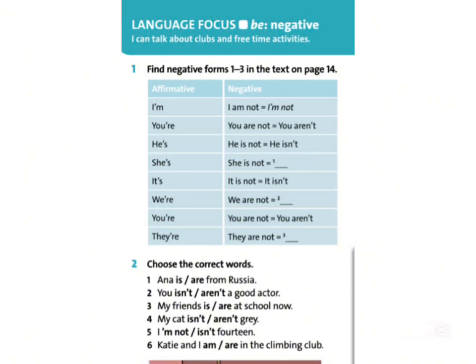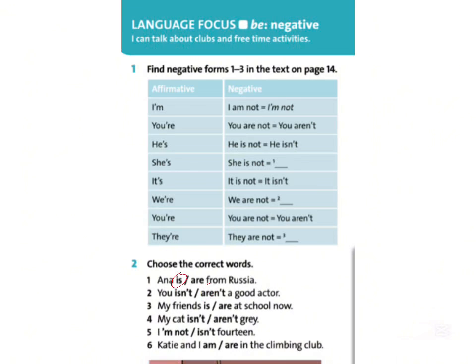Exercise number 2. Choose the correct words. Екінші жаттығуда біз дұрыс нұсқаны таңдауымыз керек болады. The first. Anna is or are. Yes, Anna is from Russia. Anna Россиядан. 2. You isn't or aren't. Yes, you aren't a good actor.